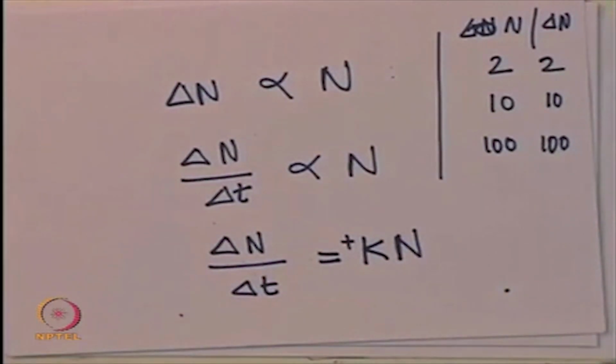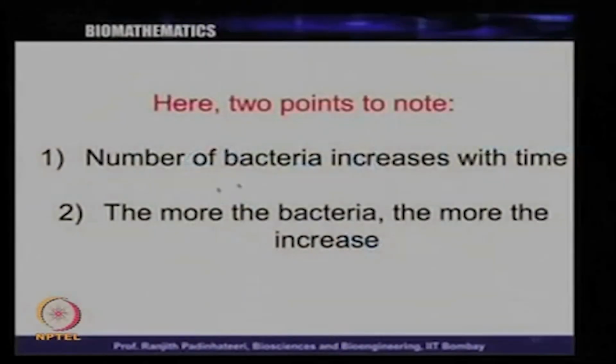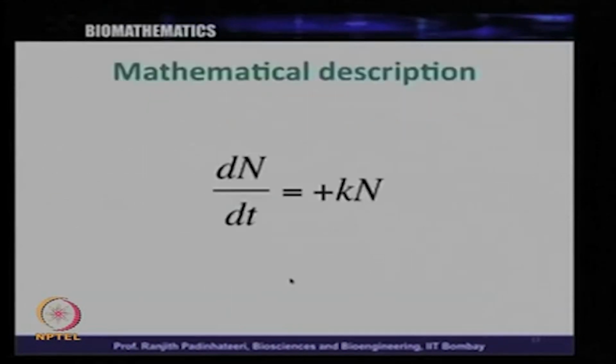As we said, there are 2 points to note. So, look at this slide. The 2 points to note are, first, that it increases with time. The second point is that the more the bacteria, the more the increase is. So, combining these 2 points, we get the following equation. So, let us look at the next slide. The mathematical description is the following.